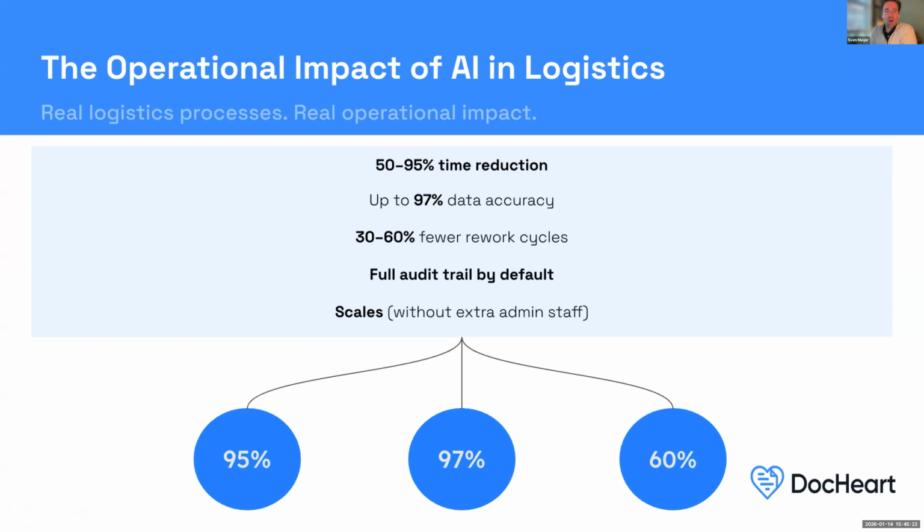Another very often overlooked impact is less rework. Wrong data leads to corrections, emails, and delays. We typically see 30 to 60% fewer rework cycles, and the remaining edge cases still need some human handling, and that's also fine. Next to this, automation also gives you a full audit trail by default, scalability without adding staff, and much more operational control.